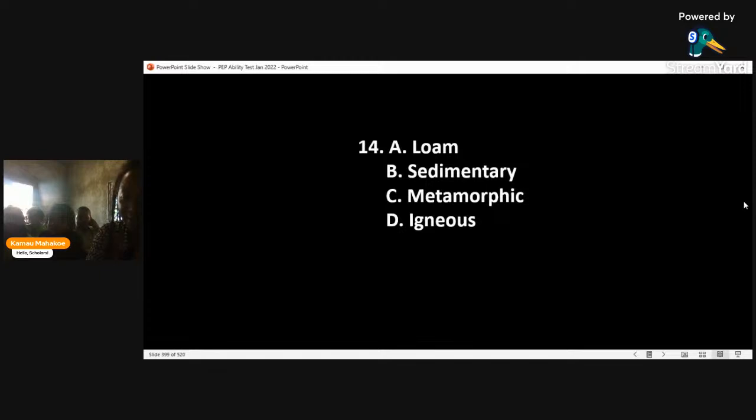Loam, sedimentary, metamorphic, igneous. Loam is a type of soil, right? Yeah. Rest are a type of rock. Okay, so loam is the soil and the other three are rocks.